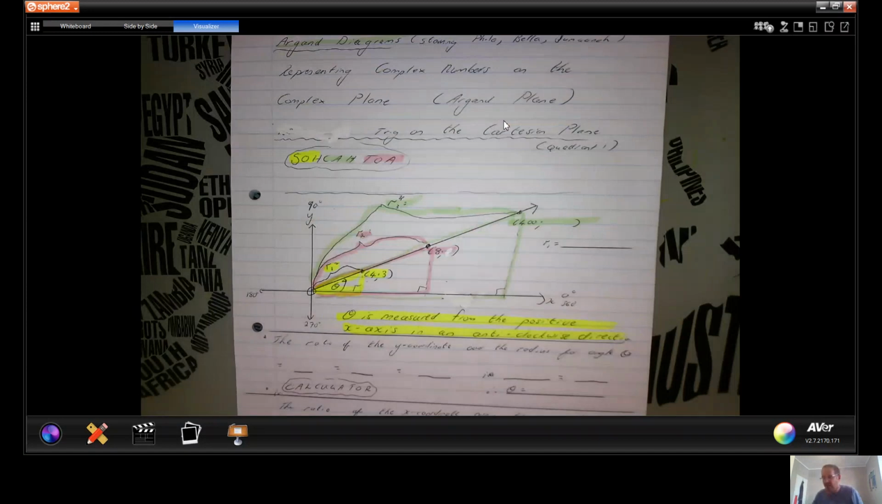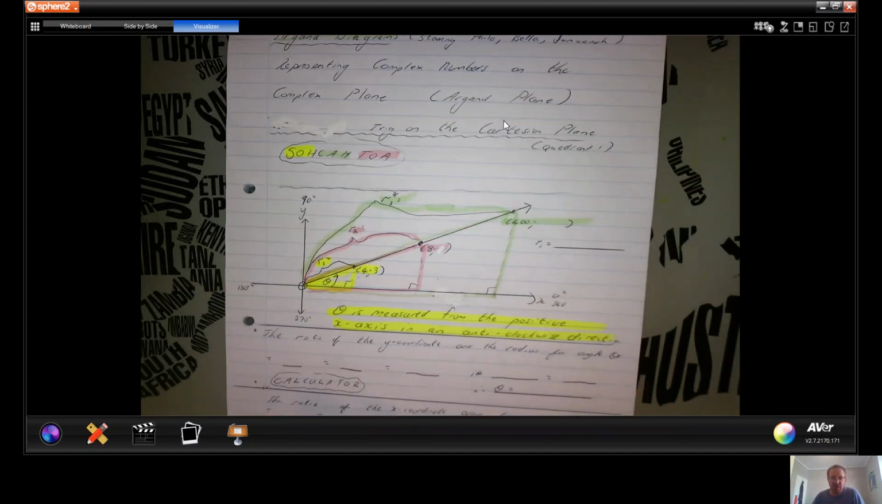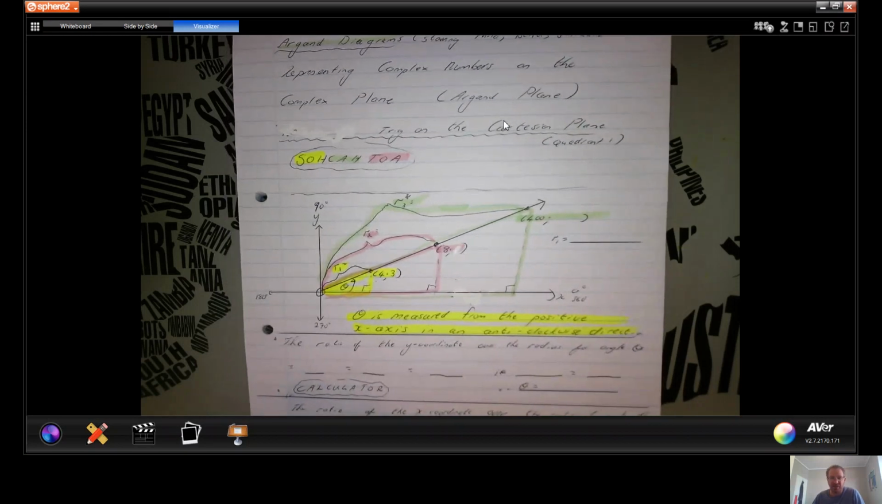But in order to do this, we need to have a quick crash course in trig on the Cartesian plane. This will serve you in good stead because you are going to do this trig again in core maths, so you'll look very sharp if you know what's going on before then.